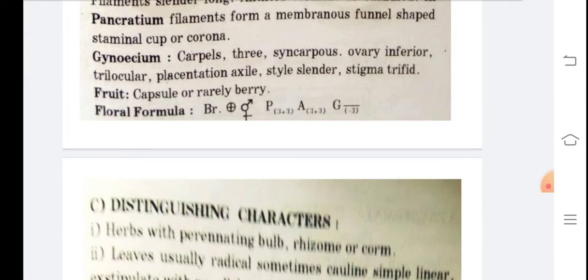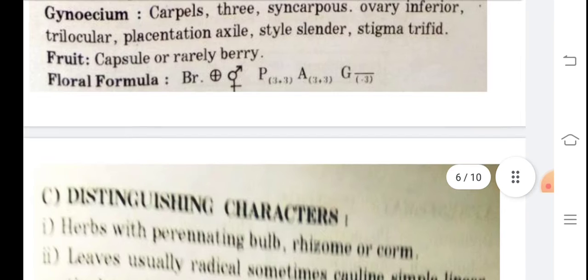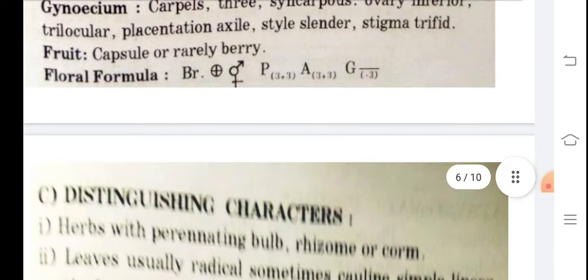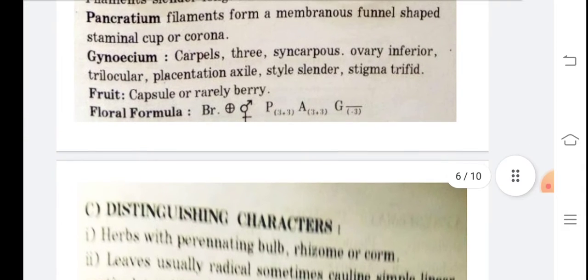Then how to write the floral formula? So you see the floral formula: bracteate, actinomorphic, then bisexual, hermaphrodite, right? And P or perianth 3 plus 3. Androecium also 3 plus 3 attached to tepals, and the G inferior. Above the 3 there is a small line, so it indicates an epigynous flower.